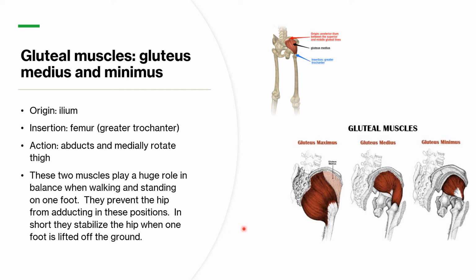And these two muscles play a huge role in balance when walking and standing on one foot. They prevent the hip from adducting in these positions. So they act as stabilizer muscles when you're standing on one foot or when you're walking.